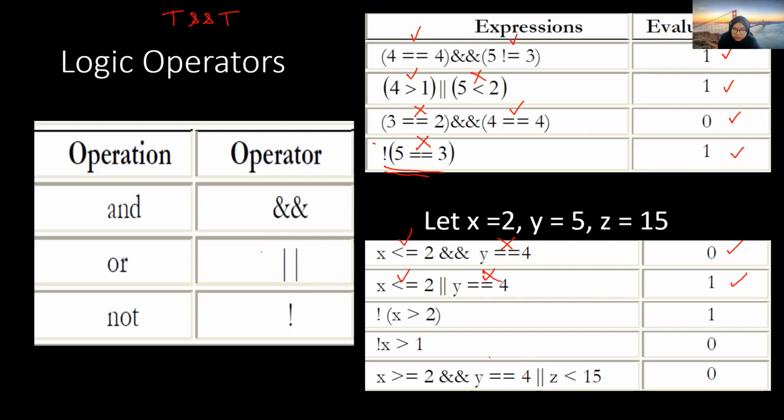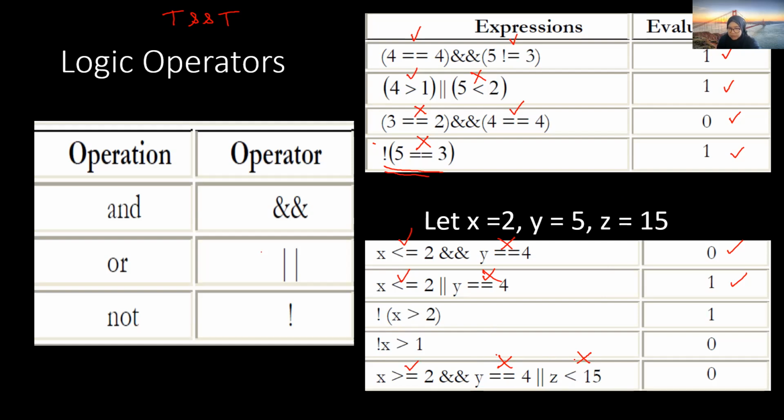This is a combination of and, or. X is bigger or equal to 2. It is equal, but not bigger. One of them is true, so this is true. Y is equal to 4, this is false. Z is less than 15? 15 is less than 15, that is false. So which one to evaluate first?